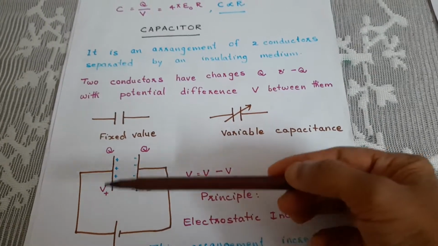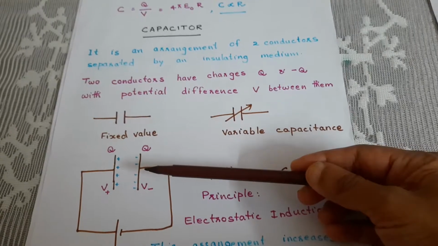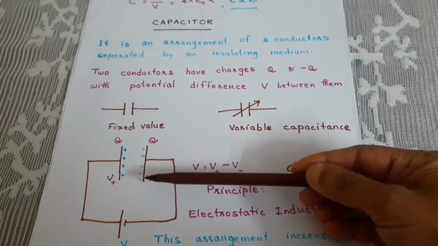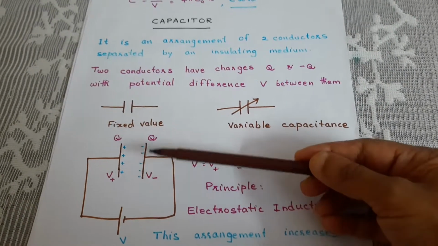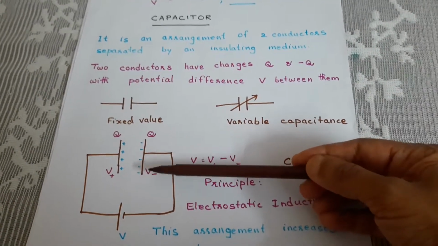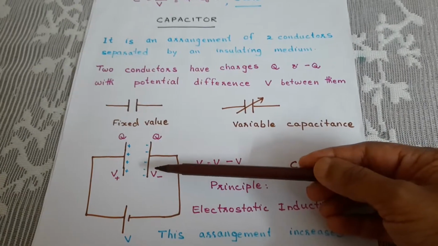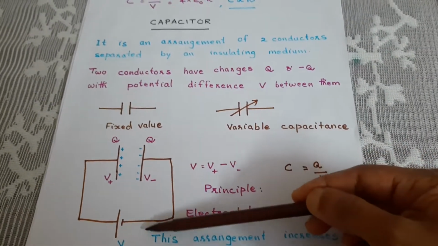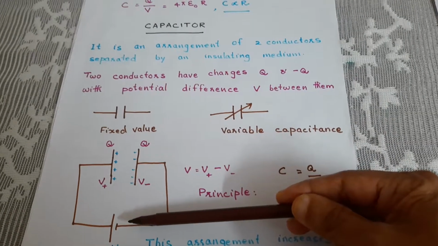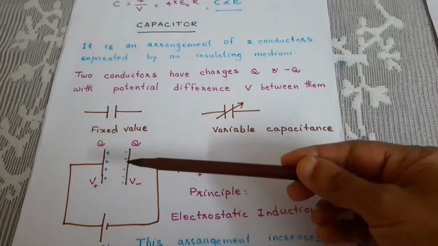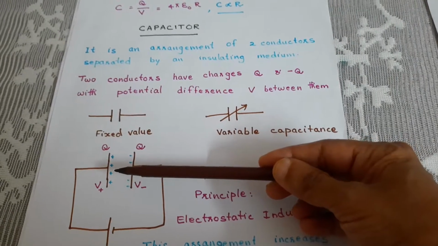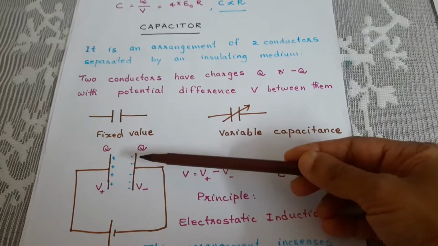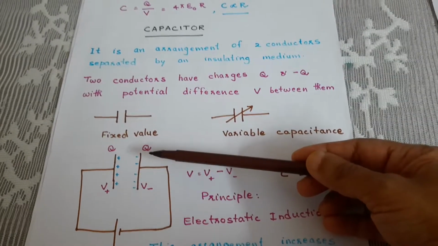Due to electrostatic induction, negative charges appear on the nearer surface of the second conductor and positive charges will appear on the farther surface. The positive charges get neutralized by the negative potential of the battery. Thus, the first conductor acquires positive charge and the second conductor acquires negative charge.